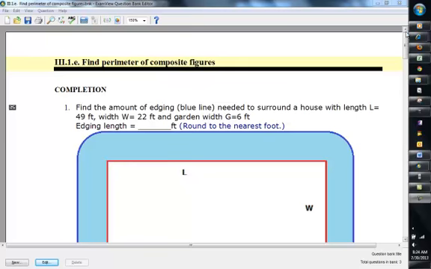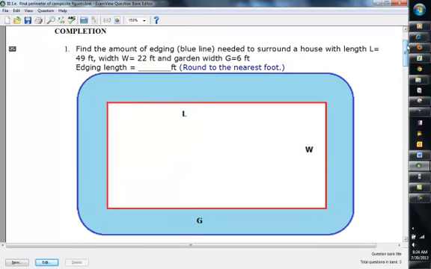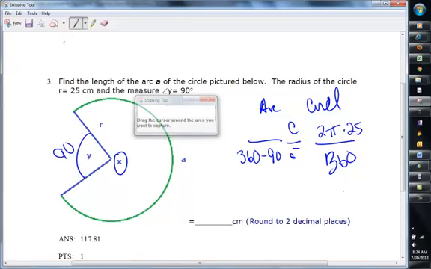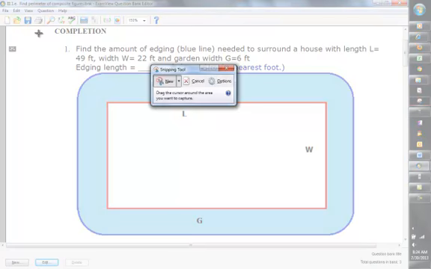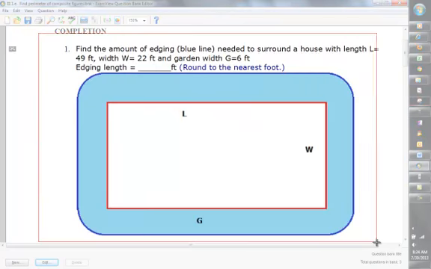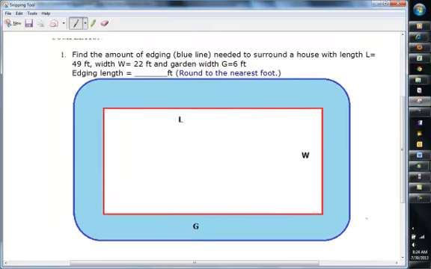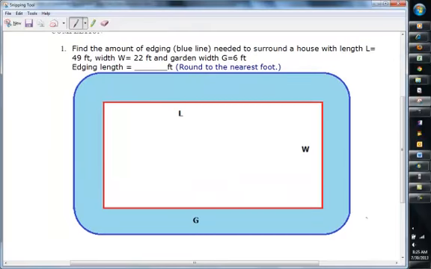For 3.1.E, we're supposed to find the perimeter of composite figures, and the first one is the edging, the blue line around this house. Let's see how exactly we would go about doing that. It says that the length of the house is 49 feet, and the width of the house is 22 feet. Now that's not the length and width of the garden, that's the length and width of the house.